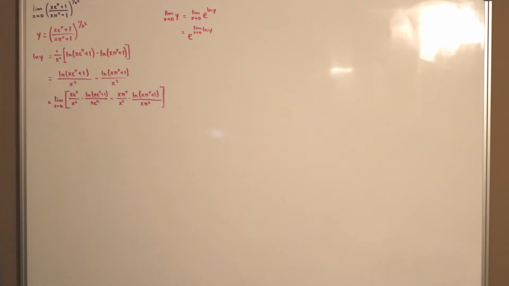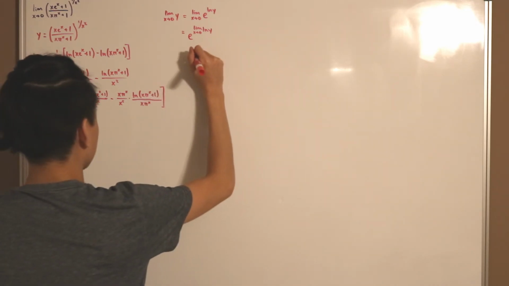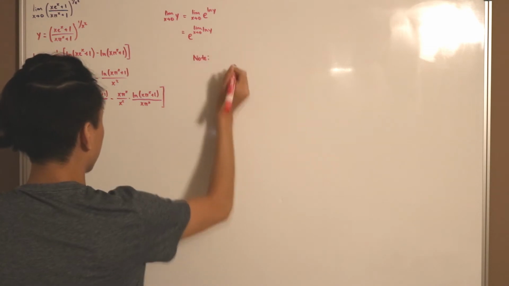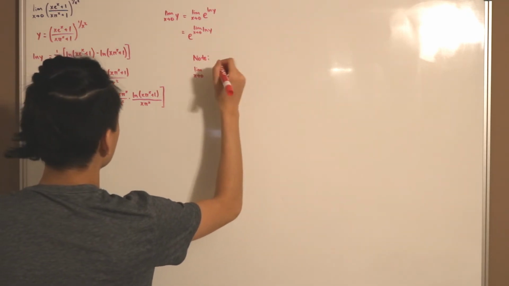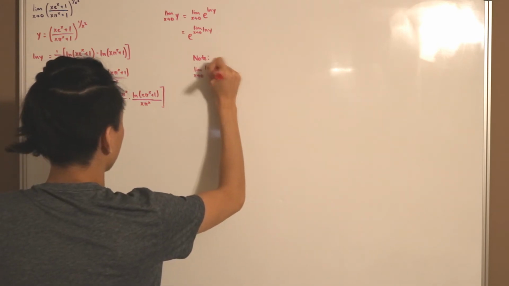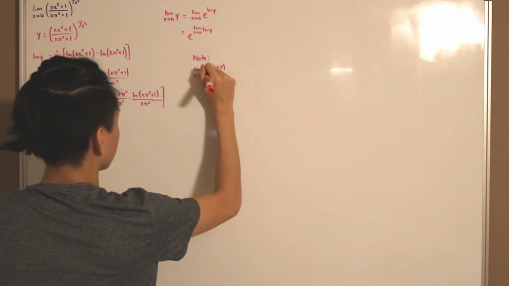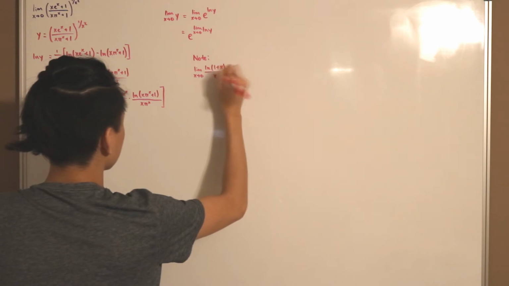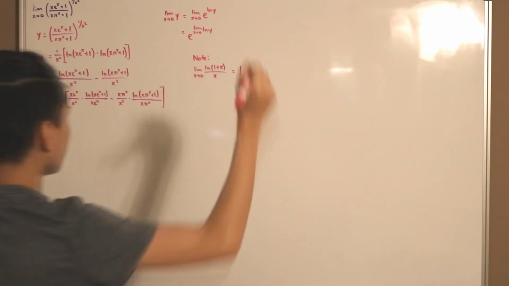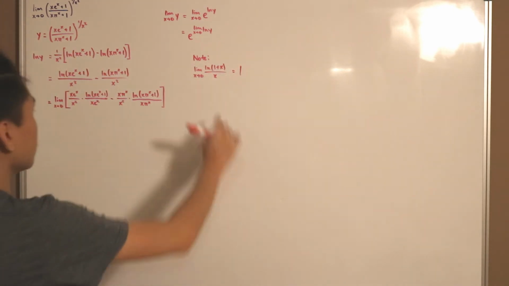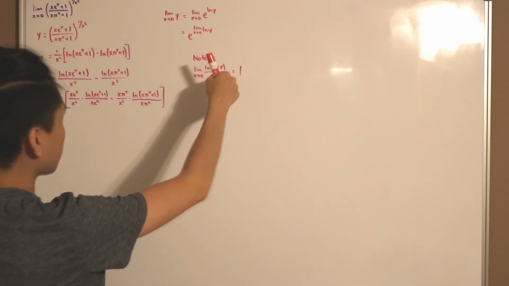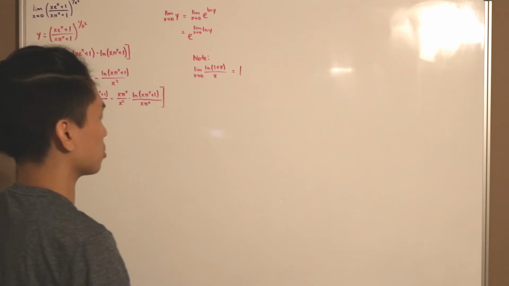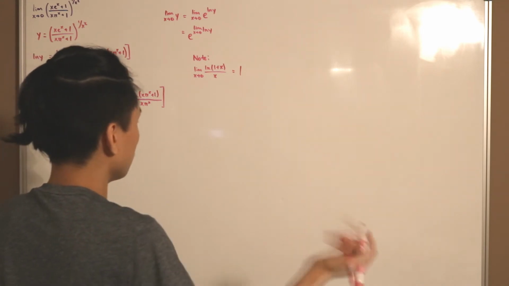And now I'm going to be using the fact, so note that the limit as x approaches 0 of the natural log of 1 plus x divided by x is equal to 1. The way to see this is you just plug 0 in here and you get a 0 over 0 indeterminate form, meaning you can actually use L'Hopital's rule.